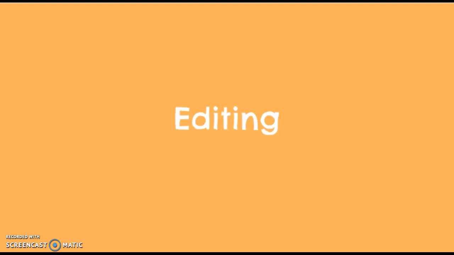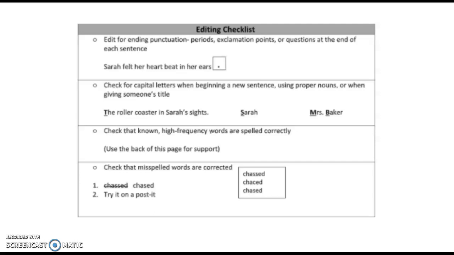Okay, so now you think you have a completed essay. You have an introduction, you have 3 body paragraphs, and you have a conclusion most likely, which is a total of 5 paragraphs. Before we submit our essays, or say that we're finished, we want to do an editing lesson. Now, you've seen this checklist before. We're going to go over it, and I want you to go ahead and pause after each bullet point. So the first one says, edit for ending punctuation, periods, exclamation points, or questions at the end of each sentence.